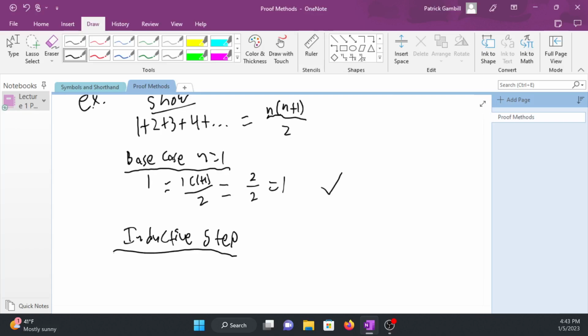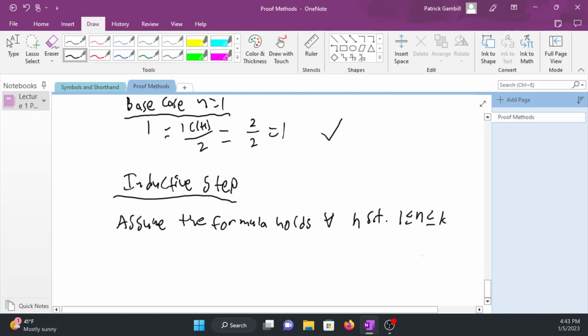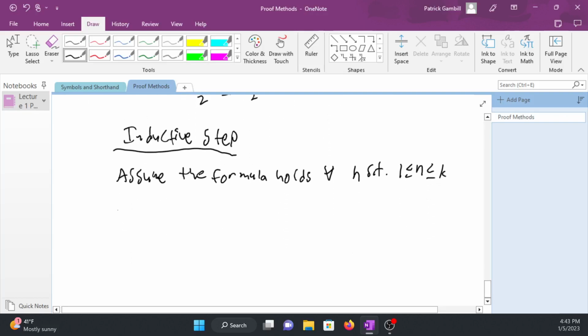we need to state this part clearly now. Assume the formula, you might say the claim is set here, the formula holds for all n such that 1 is less than or equal to n is less than or equal to some fixed value k. So what is this going to imply? This implies the sum from i equals 1 up to k of i must be equal to k times k plus 1 divided by 2.